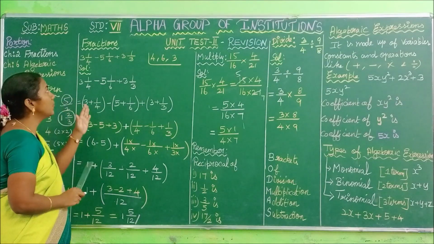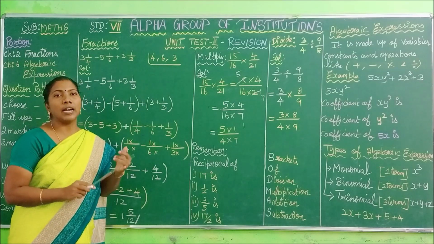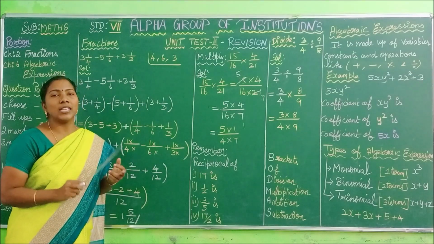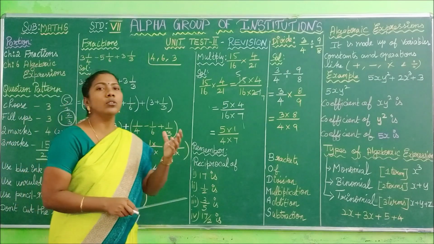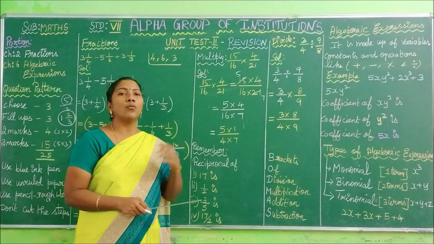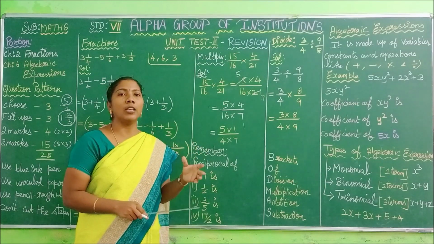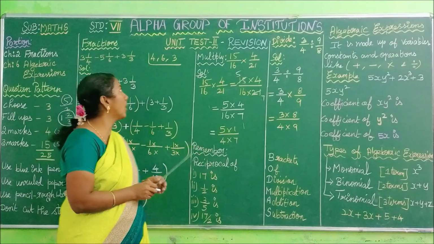In this chapter, what are the concepts we have so far discussed? We have discussed addition and subtraction of fractions as well as multiplication and division of fractions. Also, we have seen how to simplify the fractions involved in the 4 operations. For that, you have applied the BODMAS rule. These are the concepts we have already discussed in the chapter fractions.